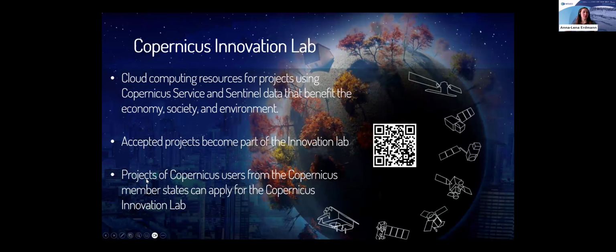And projects of Copernicus users from the Copernicus member states can apply for the Innovation Lab. You can just scan the QR code here, which redirects you to the WEkEO website, and then go to the Innovation Lab section and you'll find more information here. It's a really, really nice initiative to support projects with computational resources like CPU, virtual machines, and also GPUs.